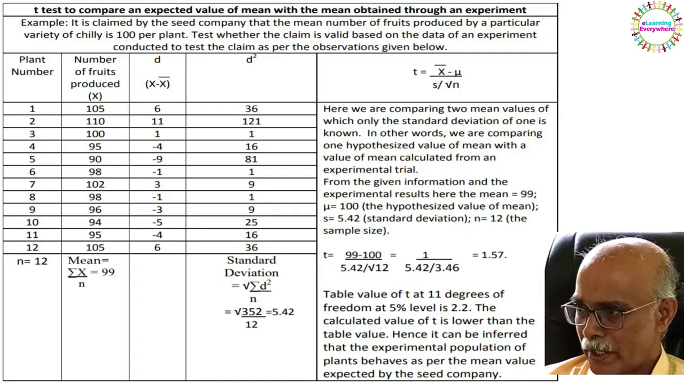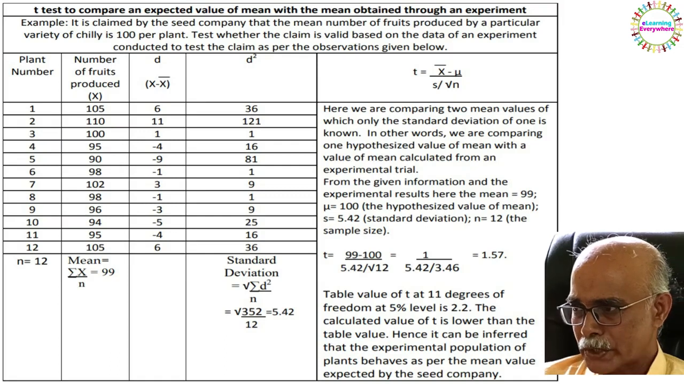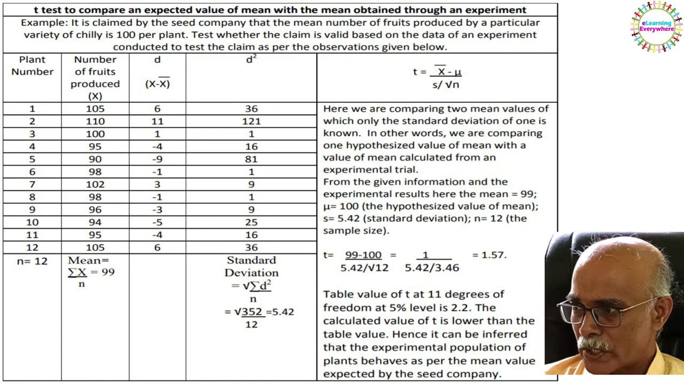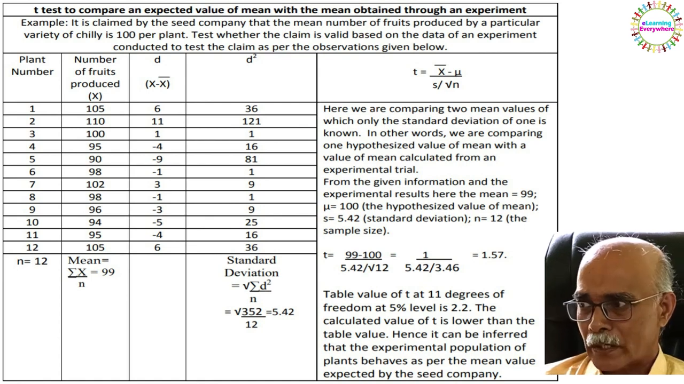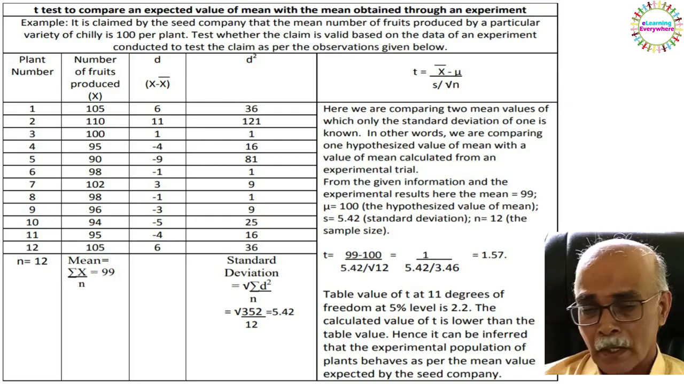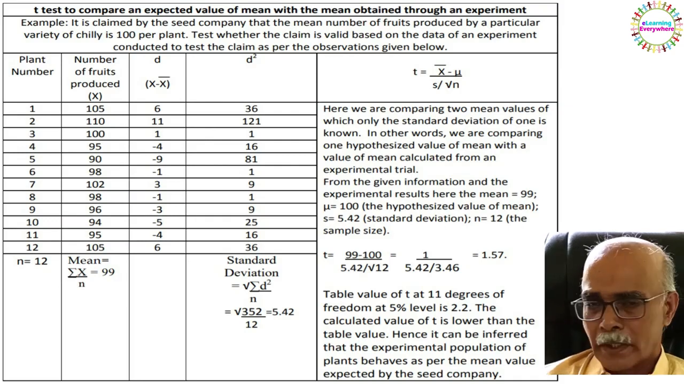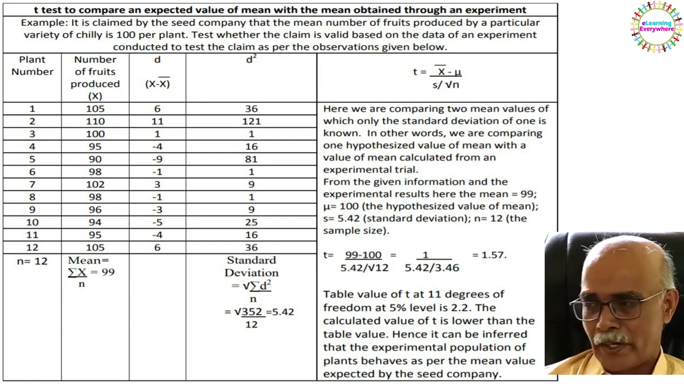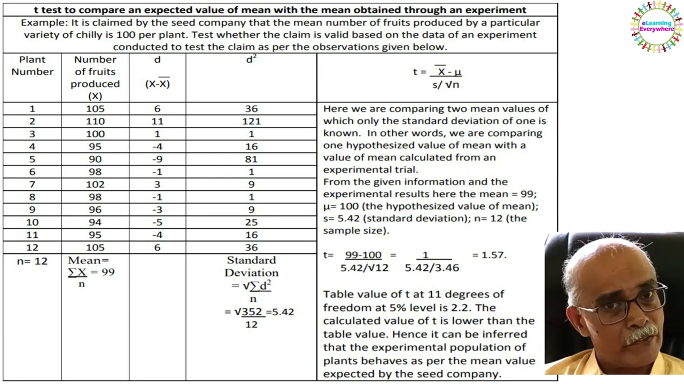So mean is 99, and x has got several values. So you are calculating d, small d, x minus x bar in all the cases, and you get different values of x minus x bar. And the next step is to square them. You have to calculate the standard deviation. You see in the formula there is standard deviation needed.